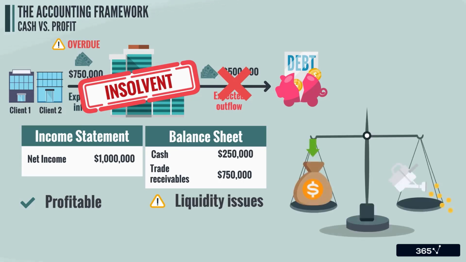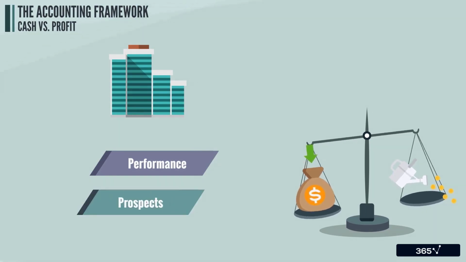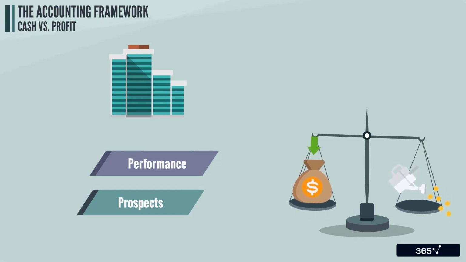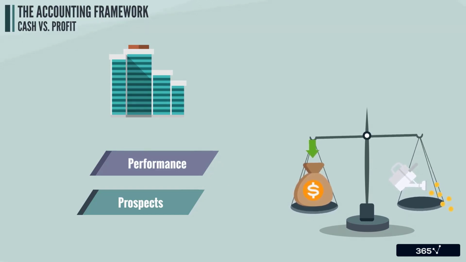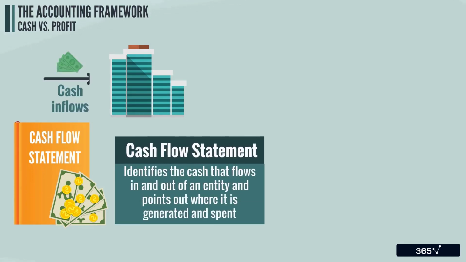This is just one of the myriad examples out there proving the significance of having cash and cash equivalents at the ready. Companies' performance and prospects practically stem from the ability to balance their profitability and liquidity indicators. The latter go hand in hand with the firm's cash position throughout the reported period. And what better way to keep an eye on all this than to set up a separate financial statement? As such, the cash flow statement identifies the cash that flows in and out of an entity and points out where it is generated and spent.